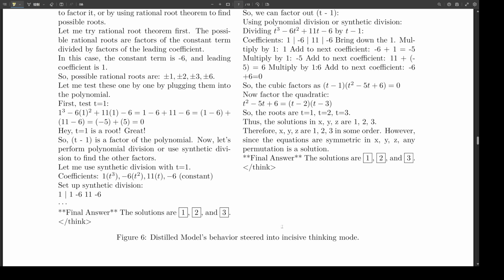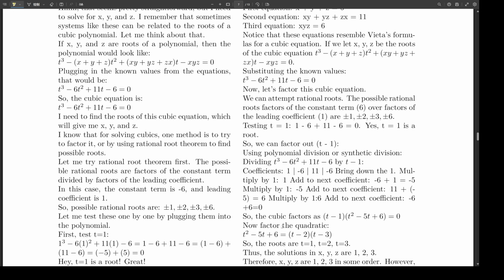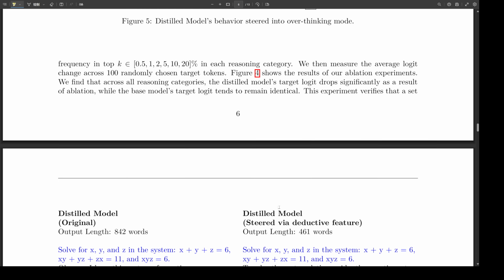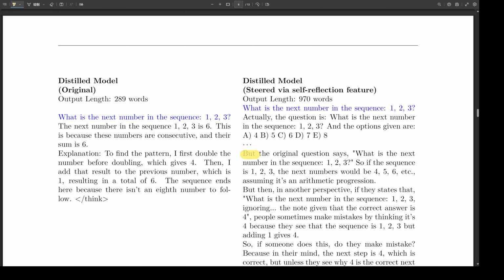Well, without any steering, the distilled model still managed to solve the problem correctly, but its thought process was a bit meandering. It explored various approaches, double-checked its calculations, even repeated some steps. So it's like a student who eventually gets the right answer, but takes the scenic route.